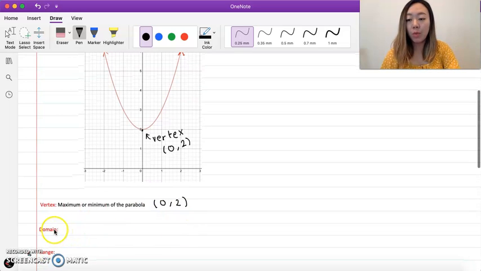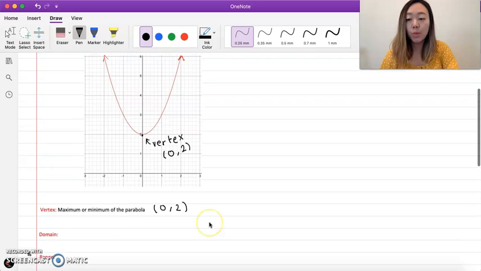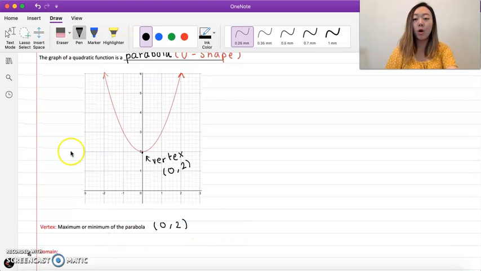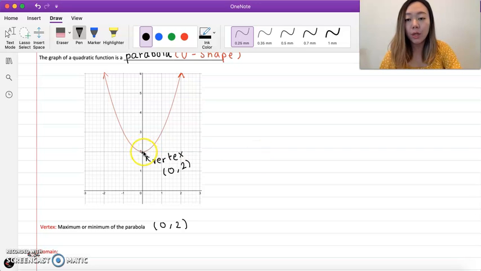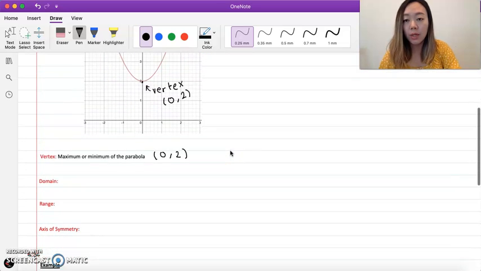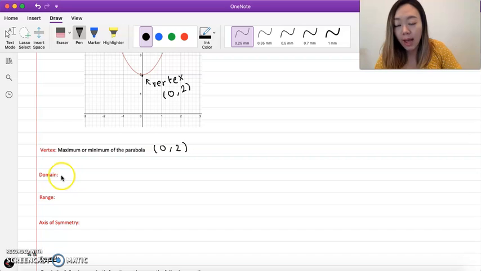Next, we have domain. I don't know if you remember domain and range, but remember domain means all the x values that are covered by your graph. So if you take a look here, we see that this graph is going to the right side forever and to the left side forever. So then when your graph is doing that, we call that domain is all real numbers.